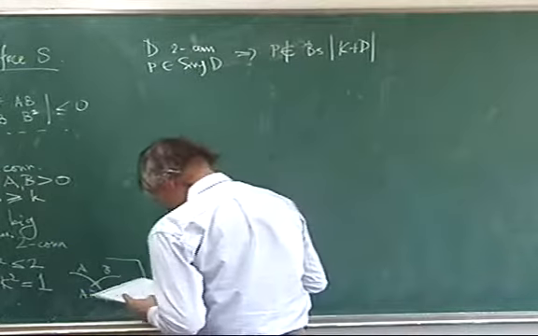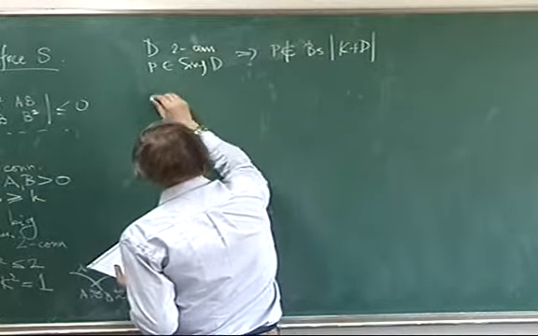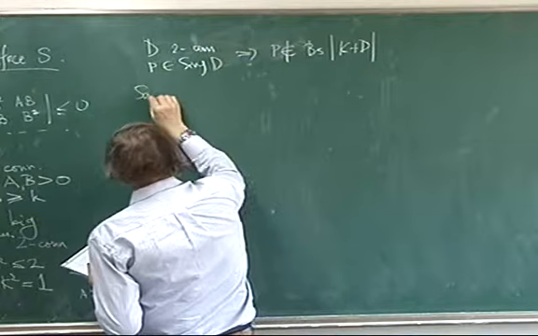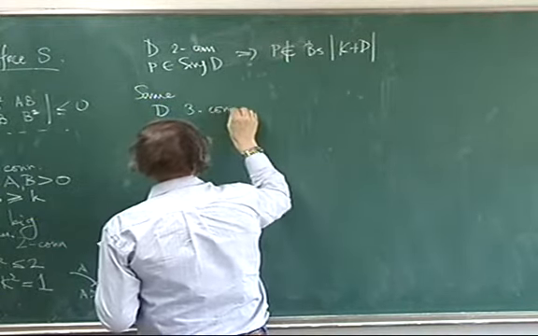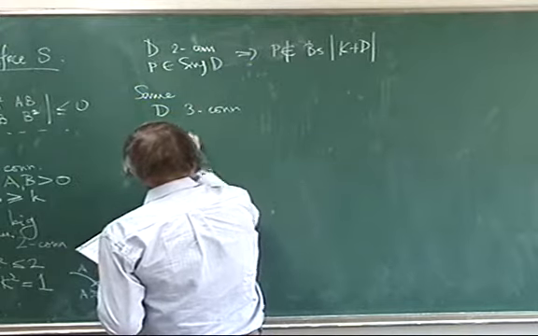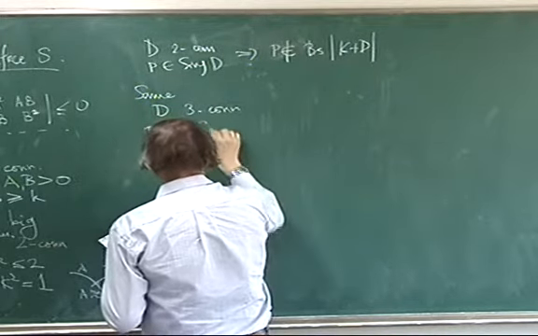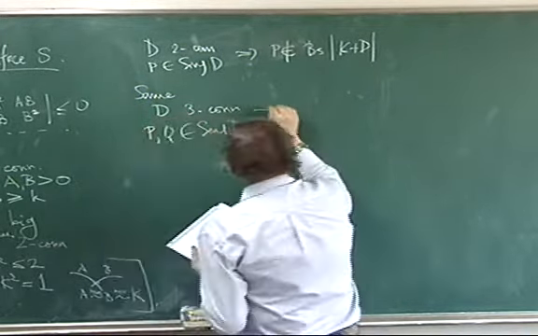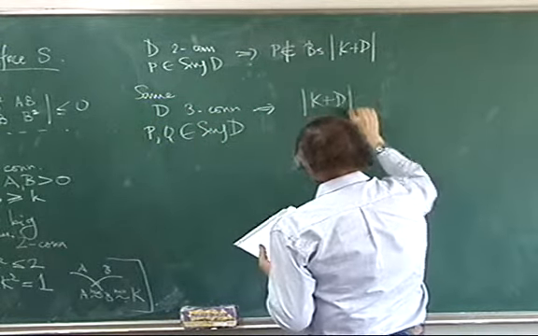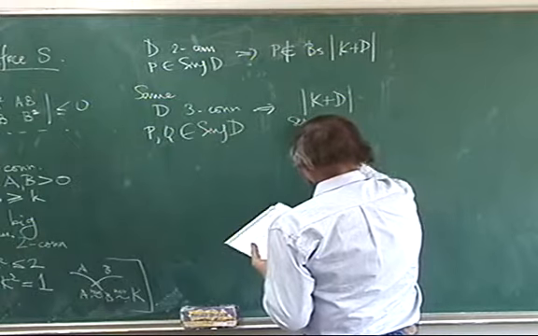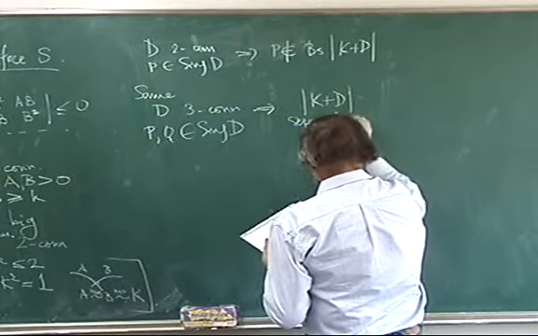Exactly the same argument would say that if D is 3-connected, and P and Q are both in the singular locus of D, this implies that the linear system K plus D separates P and Q. I'm going to explain this in just a while.